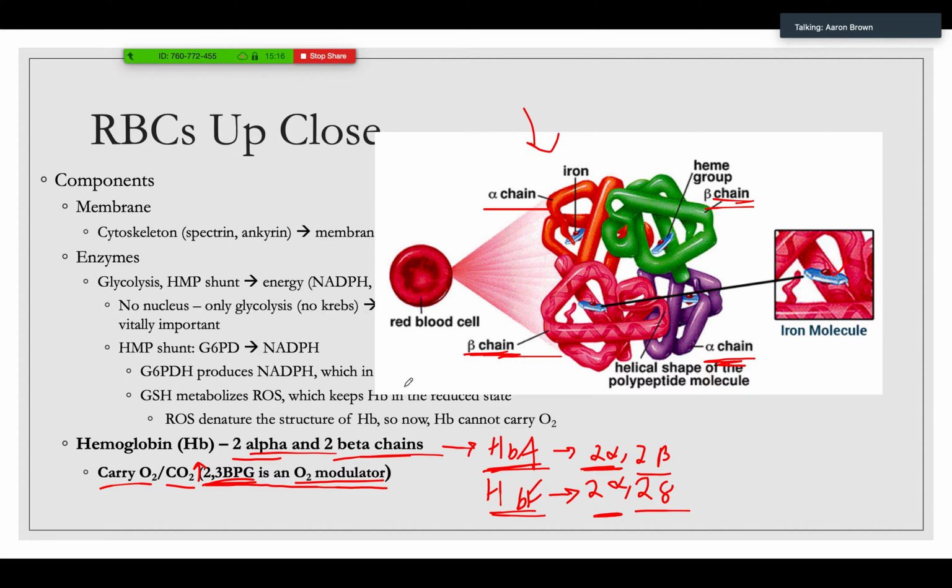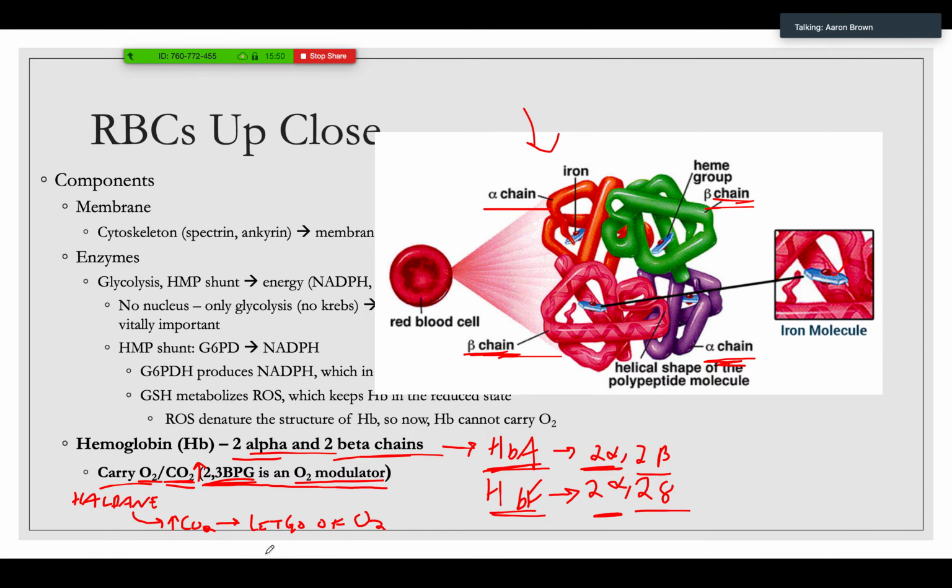So one of them is BPG. The other one is something called the Haldane effect. The Haldane effect is that wherever you have a high concentration of carbon dioxide, that makes hemoglobin let go of oxygen. Haldane means when carbon dioxide increases, that makes the hemoglobin let go of oxygen. So why might this be a good idea?